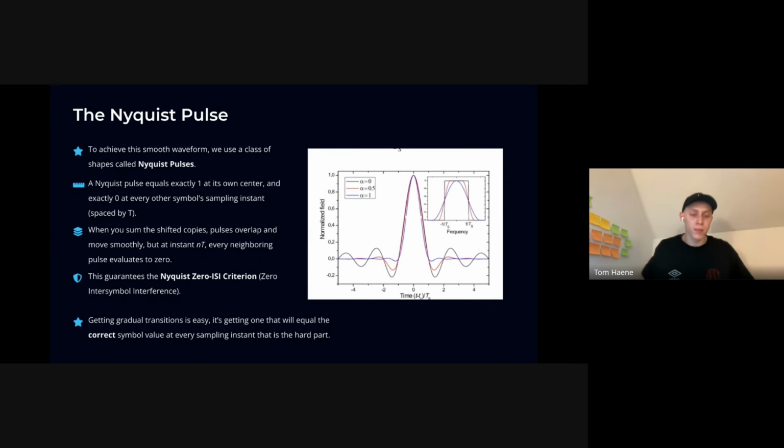Okay. So another key term that you'll probably encounter in classes later on in your degree, or see online, is the Nyquist zero ISI criterion. I won't get too into ISI now, I want to keep it on pulse shaping, but the idea is that it's describing what I'm saying with this pulse shape, where it's 1 at its own sampling instant but 0 at others, so it doesn't interfere. And the Nyquist pulse is a family of pulse shapes that satisfy the Nyquist zero ISI criterion.